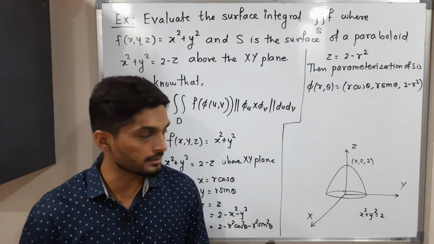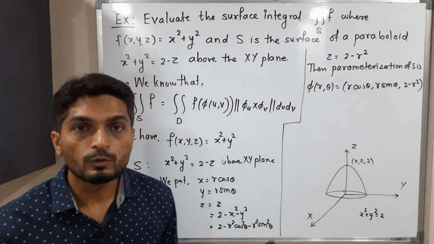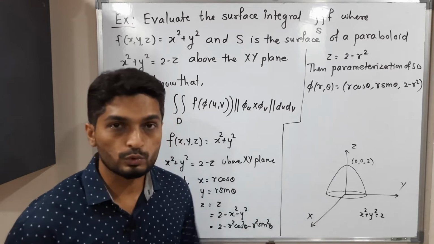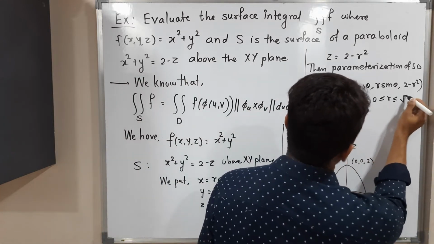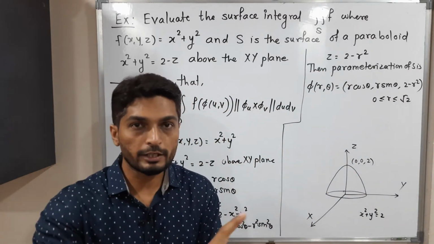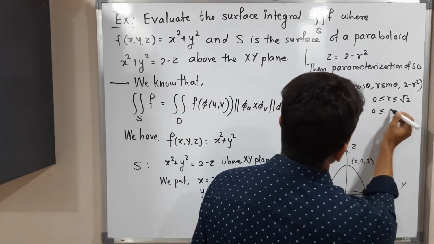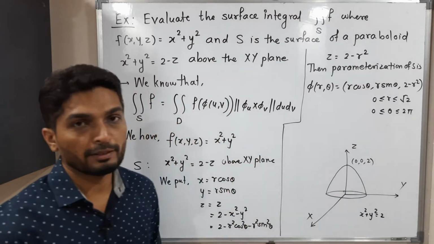R means what? Radius. See, in the xy plane you can easily see we have this circle whose center is 0, 0 and radius is what? Root 2. So that's why r should vary from 0 to root 2, right? What about theta? We have to cover the complete region, that means we should rotate it by 360 degrees. So theta should vary from 0 to 2 pi. In this way we got the parameterization phi.